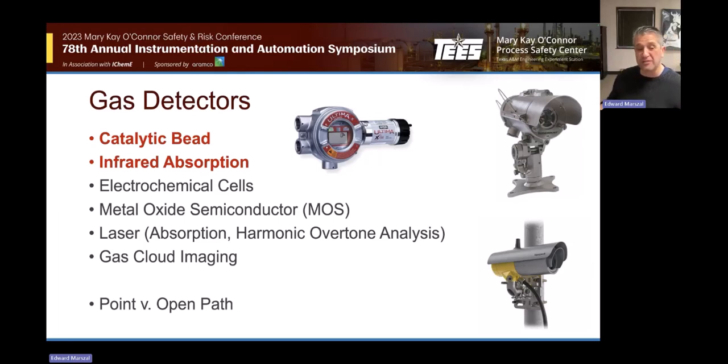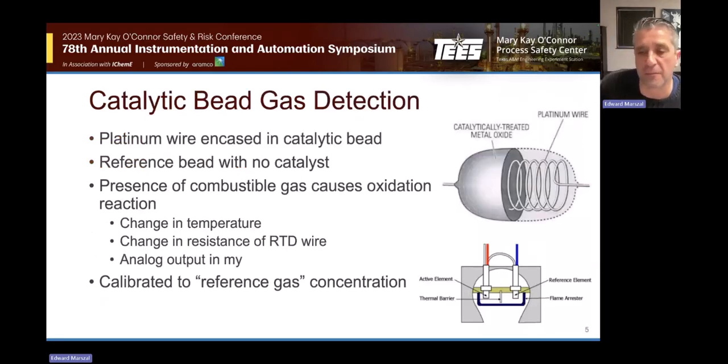I'm also going to focus on point detectors, but point versus open path. In terms of the IR detectors, it's just a matter of whether the emitter and the receiver are going to be in the same location as opposed to spread out over a distance. All of the discussion is going to be pretty much exactly the same, regardless of whether it's a point detector or an open path detector.